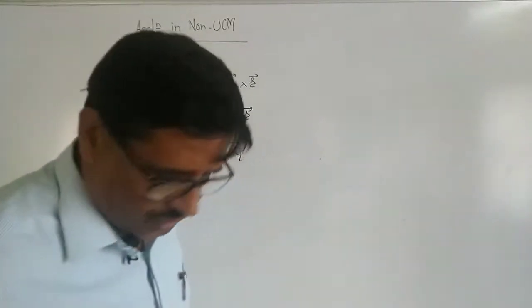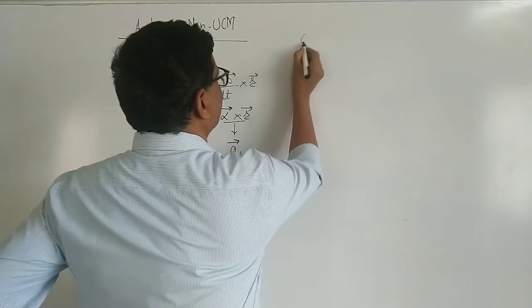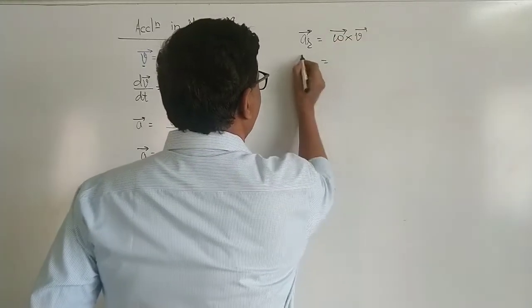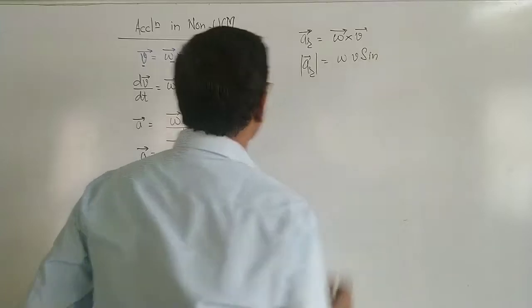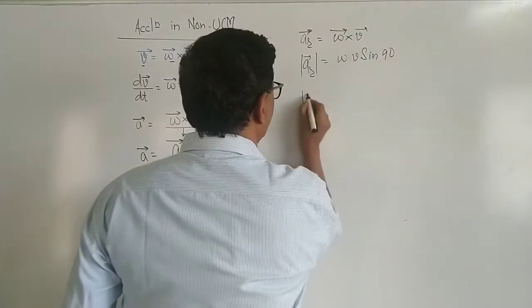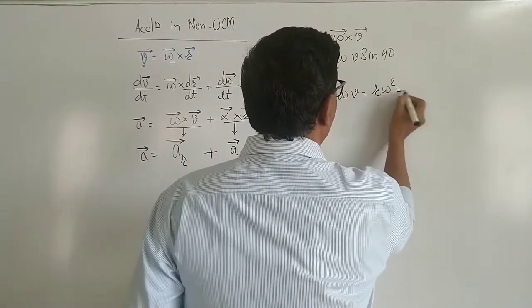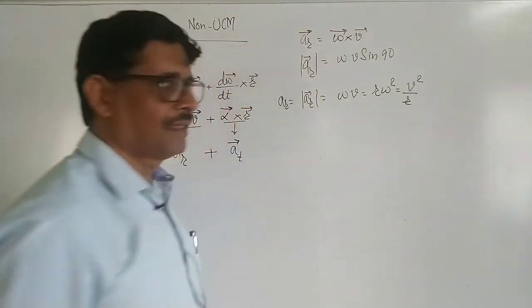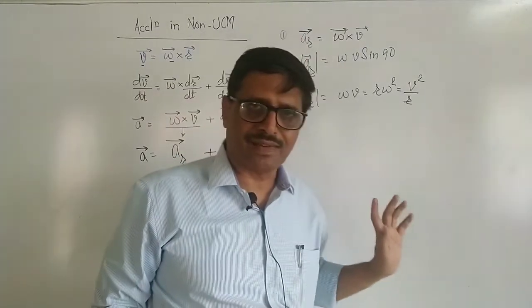I will first talk of the radial acceleration component. The radial acceleration vector ar is equal to vector omega cross vector v. The magnitude of radial acceleration is the magnitude of omega, times the magnitude of v, times the sine of the angle between them. All three are perpendicular to each other, therefore the angle between omega and v is 90 degrees, and the magnitude of radial acceleration is omega into v. If I keep v equal to r omega, that is r omega square, that is v square by r. Therefore the first component of acceleration in non-UCM is radial acceleration, and it is r omega square.